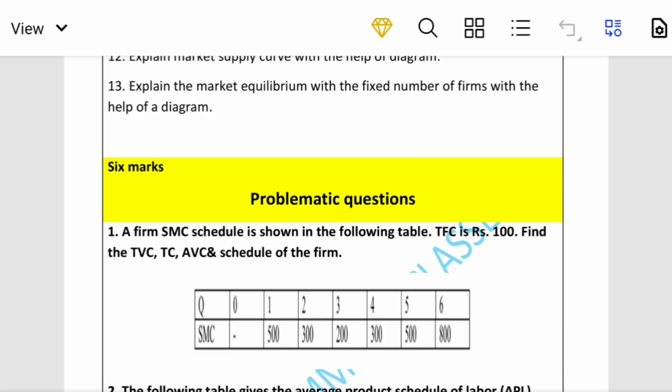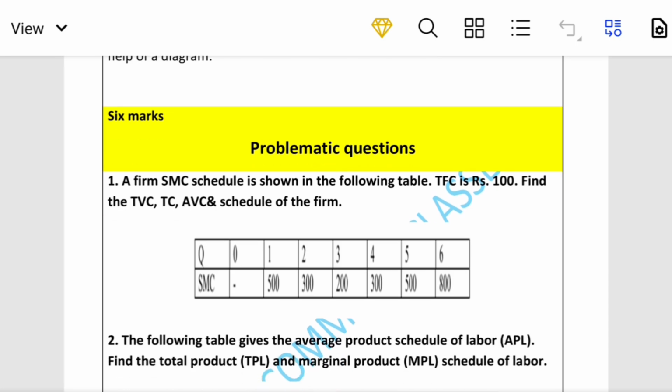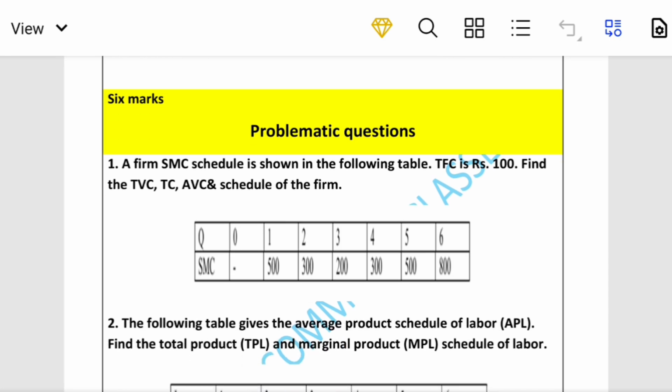We will have the problems from production and cost and market equilibrium. Under production and cost, the first problem they are going to ask is: a firm's SMC schedule is shown in the following table. TFC is rupees 100. Find the TVC, TC, AVC and SAC of a firm. They are going to give Q and SMC. We need to find out TVC, TC, AVC and SAC. If you find these four, definitely you are going to get the 6 marks.